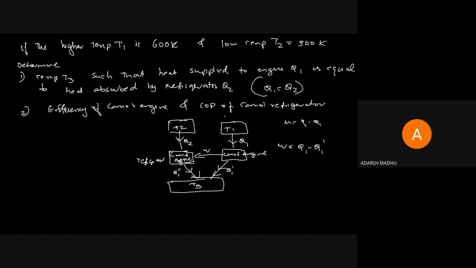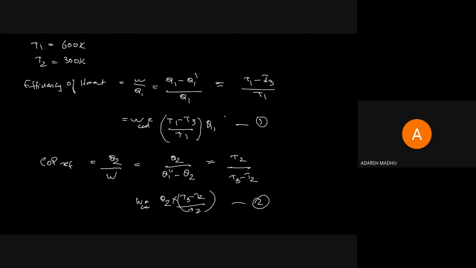So here we are writing the values. We want to find the value of temperature T3 such that the heat supplied to the engine, Q1, is equal to the heat supplied to the refrigerator, Q2. Q1 equals Q2. The second question is the efficiency of the Carnot engine and the COP of the refrigerator. T1 and T2 are given.